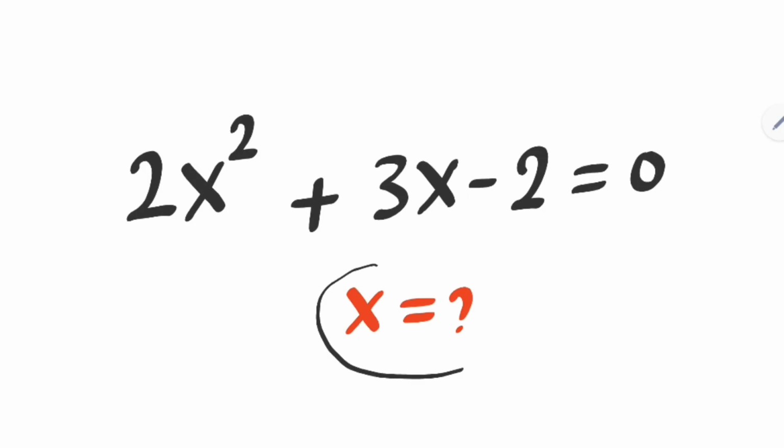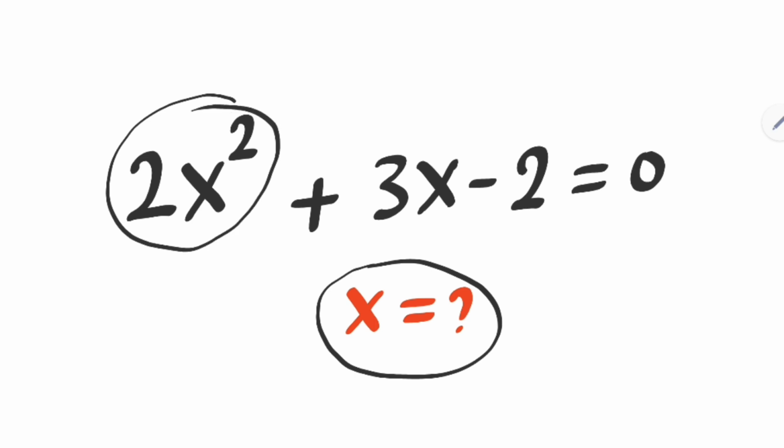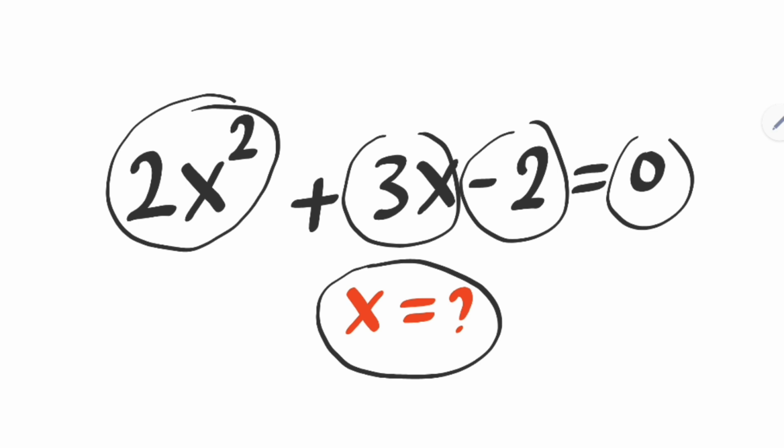Today we want to find the value of x from this given equation: 2x squared plus 3x minus 2 is equal to 0.